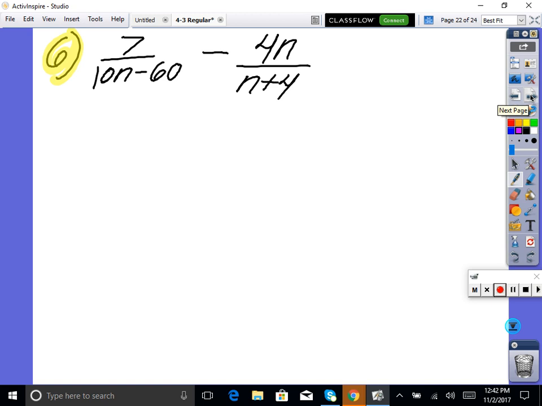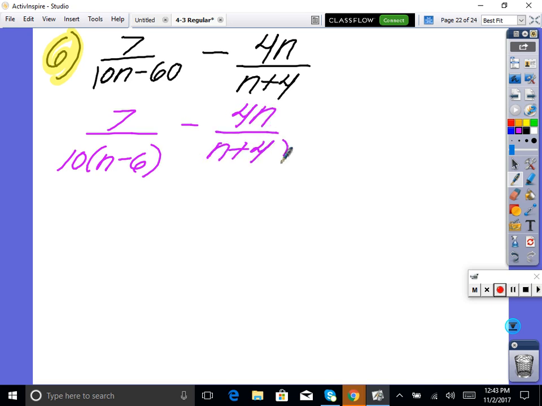Go to number 6 on the worksheet. Okay, let's go to 6 on the worksheet. Let's find the least common denominator before the bell rings. So we have 7. Shouldn't I pull out a 10? Left is n minus 6, isn't it? Minus 4n over n plus 4. Okay, let's look. What's the least common denominator? We have a 10, don't we? An n minus 6 and an n plus 4.